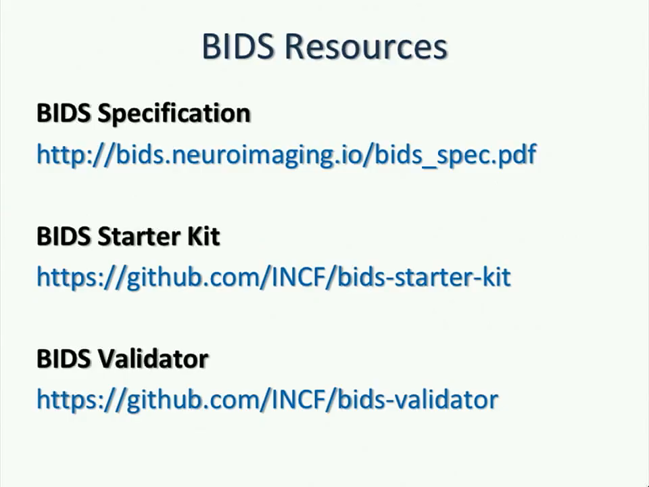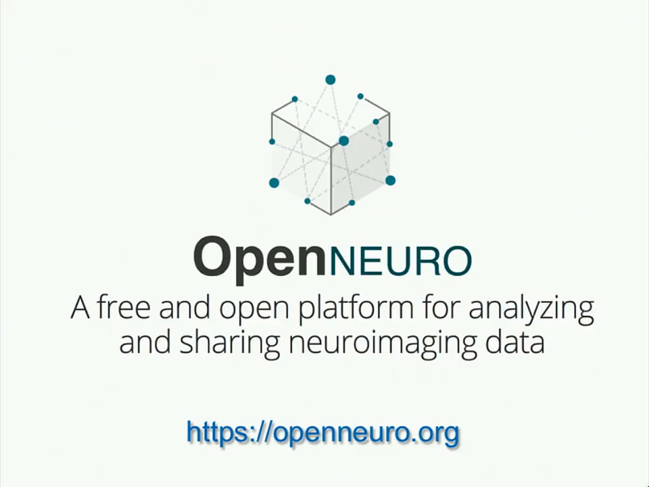And so, in the slides, there's a number of links that can help you get started with BIDS. We're going to be doing something very simple here, so we'll start that in a little bit. I wanted to point you at OpenNeuro. So OpenNeuro is a repository of BIDS data sets.